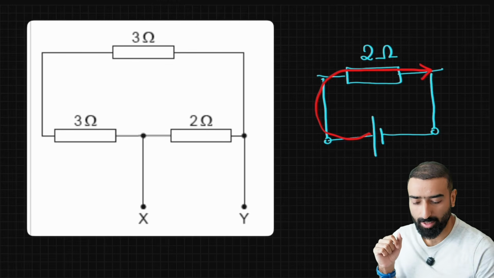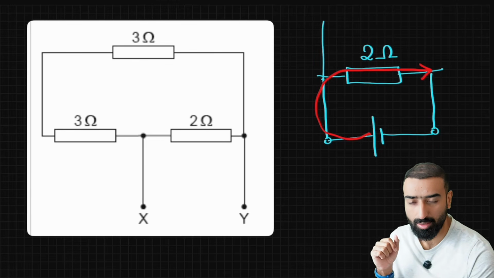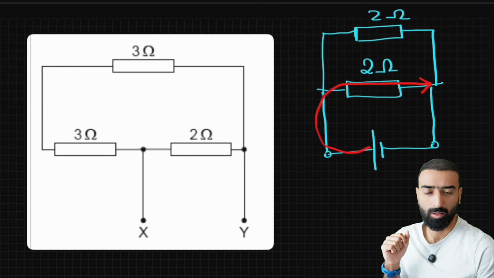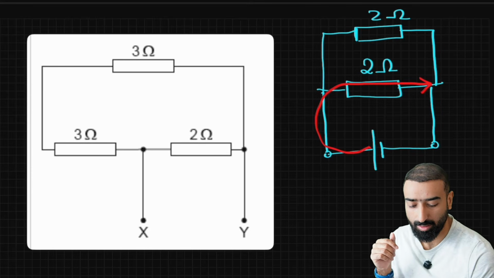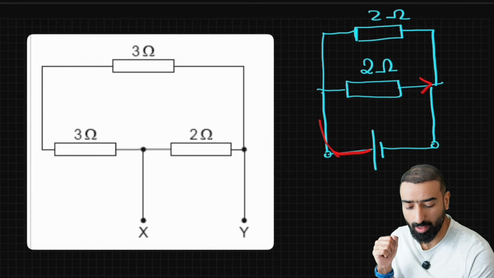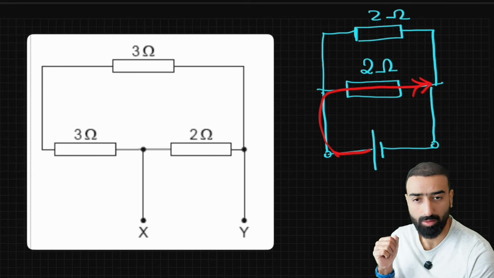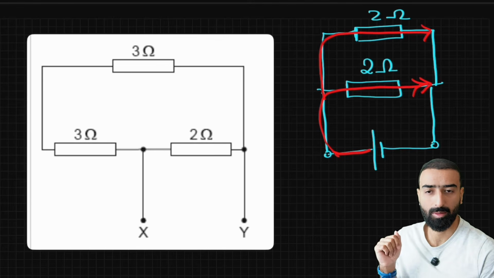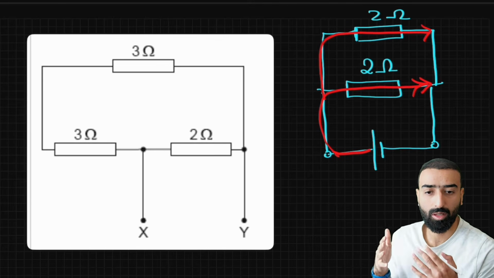Now what would happen if I connect another resistance on top of the 2 ohm resistor? Let's say this resistor is 2 ohms as well. Will the current that flows from the battery increase or decrease? What do you think? Well, since there are 2 paths for the current to flow, one through the lower resistance and another through the upper resistance, it's easier for the current to flow.